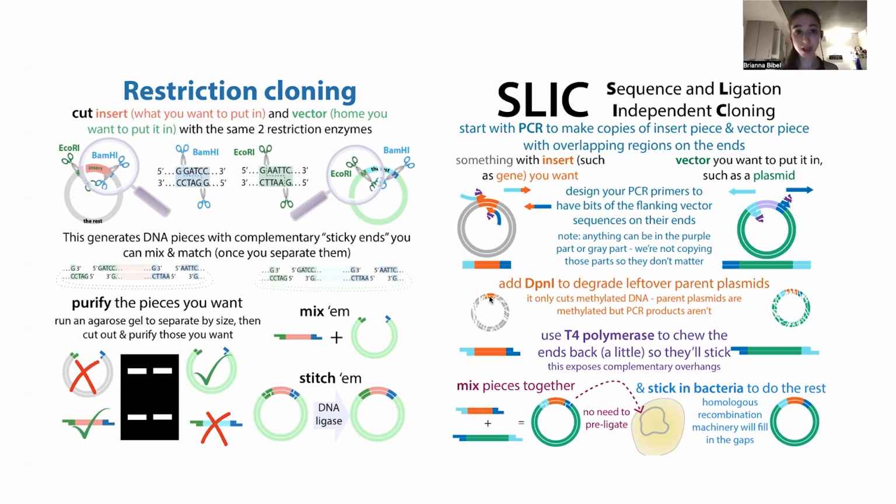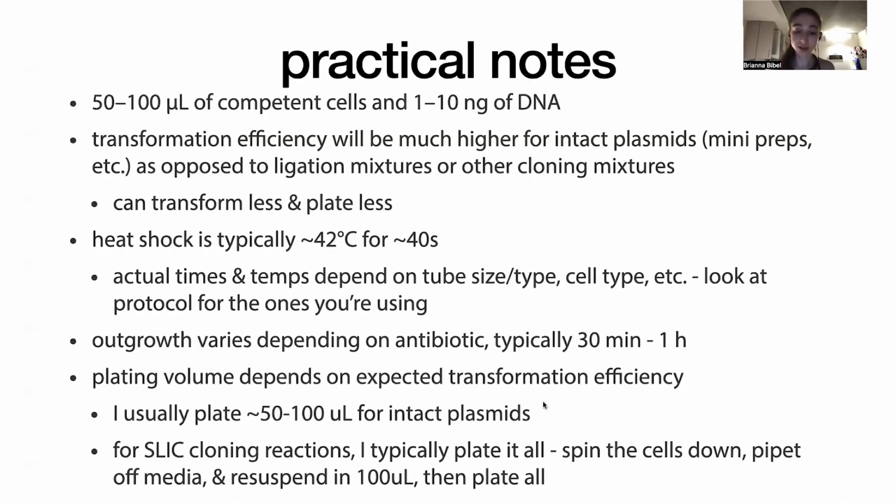plate more. And you also might want to transform more of these when you're actually mixing the DNA with the cells. In the case of these cloning products, what I typically do is I actually want to plate all of it. Now, when I added the media after the heat shock, I typically add like 800 microliters, somewhere between like 800 microliters and a mil is typical.